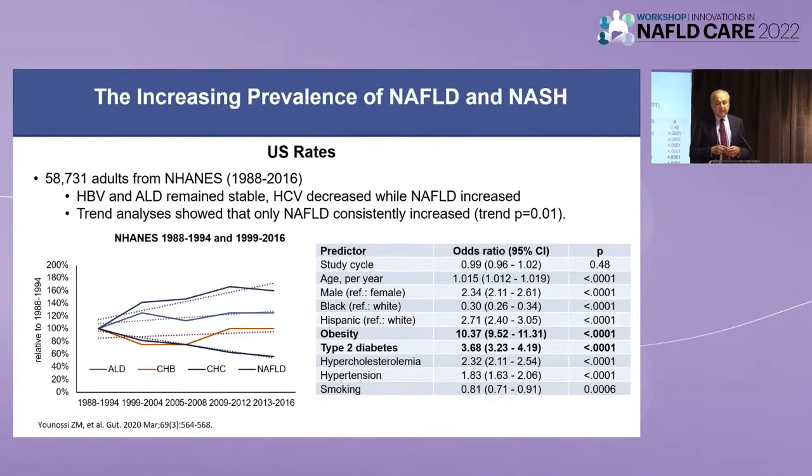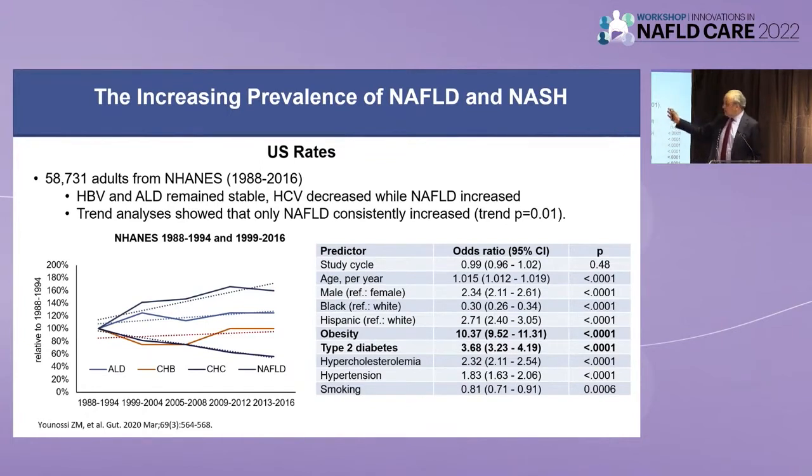What are the trends? This is the study where we actually looked at the enhanced data set from the United States and looked at 4 common liver diseases. And as you can see, hepatitis C is coming down nicely here. Hepatitis C is going down in terms of prevalence. Hepatitis B and alcoholic liver disease in the United States over 3 decades is stable. NAFLD is the only one that's going up.